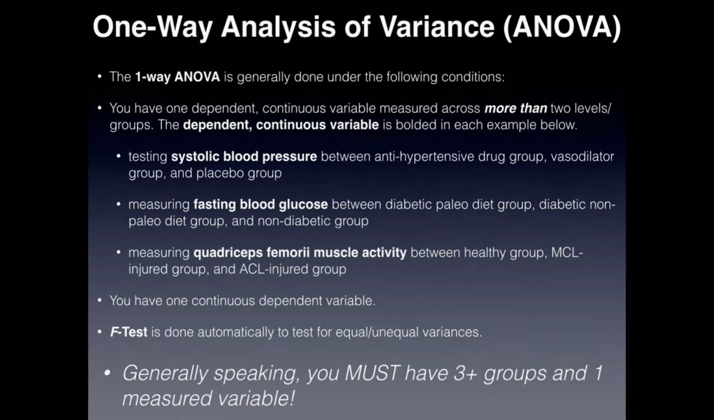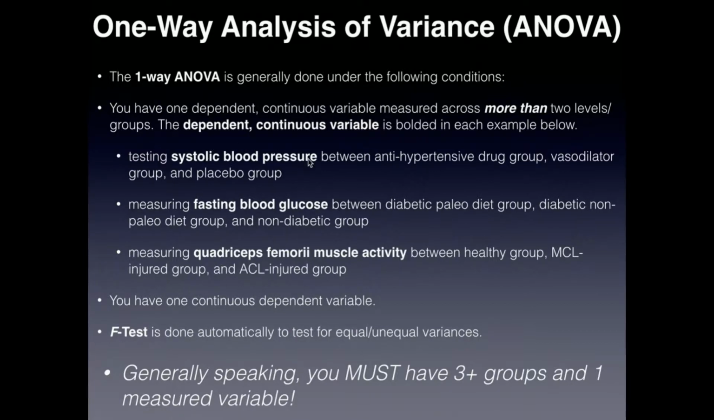Now let's look at some technical definitions and also some examples of when you would know to use an ANOVA. So we've already said you have to have one dependent continuous variable, just like in an independent t-test, but you're measuring that one dependent continuous variable across more than 2 levels or groups. So it has to be 3 or more basically. And I've bolded that dependent continuous variable in each of these 3 examples. These are actually identical to the examples I used in the independent t-test, except I've now added 1 extra group. So you'll see the difference.